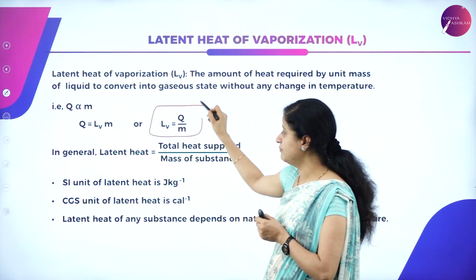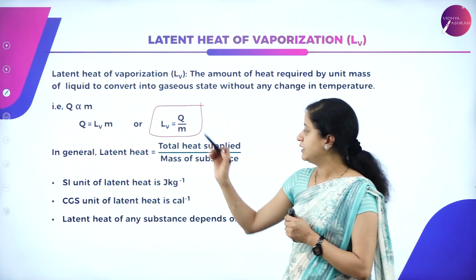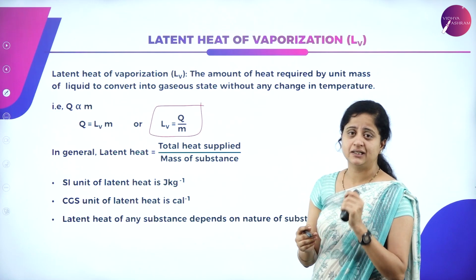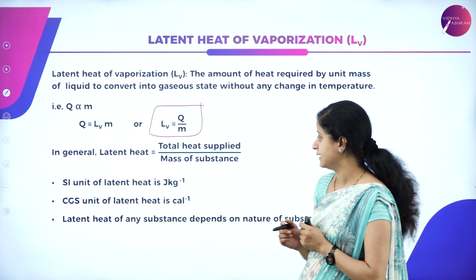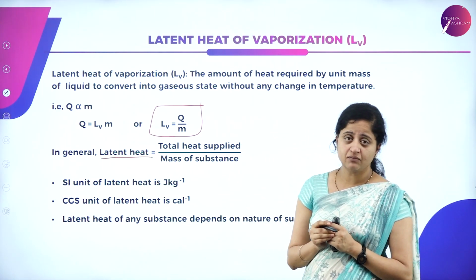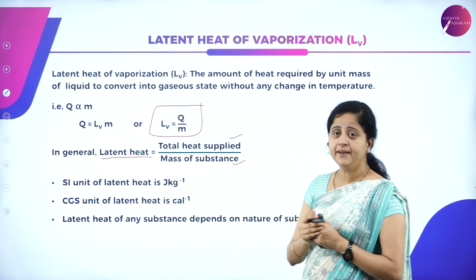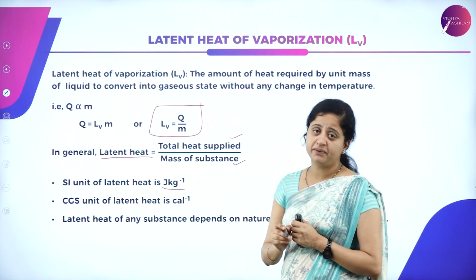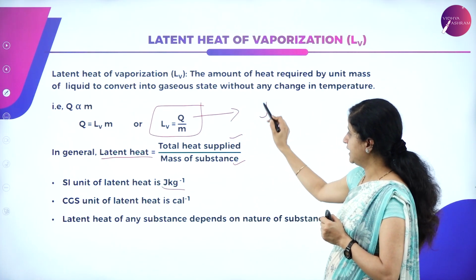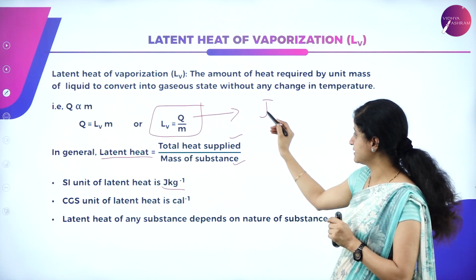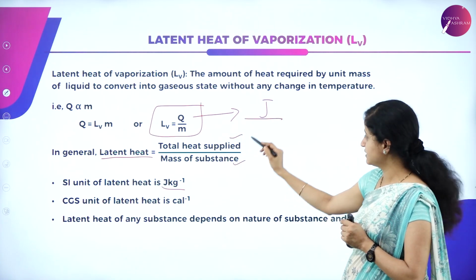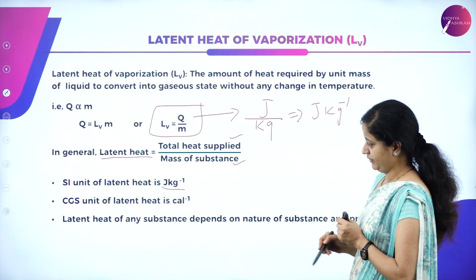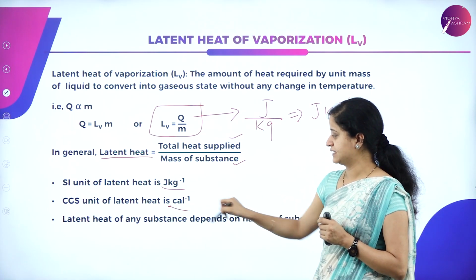It is given by the formula LV is equal to Q divided by M, where Q is the heat supplied, and M is the mass of the substance, that is basically the liquid to be converted into gas. So in general, latent heat is equal to total heat supplied divided by mass of the substance. The SI unit of latent heat is joule per kg, because Q is the heat, that is energy, whose SI unit is joule, and in the denominator we have mass, whose SI unit is kg. So it is joule per kg. And the CGS unit of latent heat is calorie per gram.